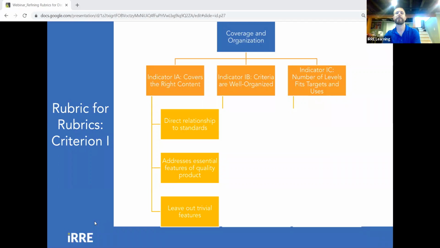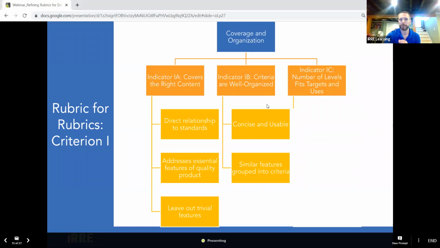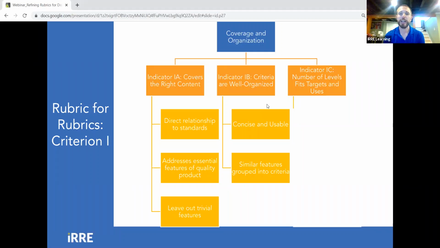The second indicator we want to discuss is that our criteria are well organized. So we want to make sure when we have those criteria, they're concise and usable. As we review the indicators and the criteria displayed along the top, coverage and organization being the first criterion, that tells us exactly what it is that we're looking for in the rubric. We want to know how well the rubric covers what it's supposed to cover, and if it's organized in a way that's usable for readers.